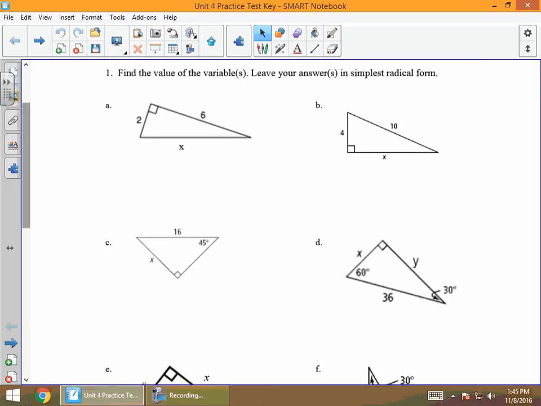It says number 1, find the value of the variable or variables. Leave your answer or answers in simplest radical form. This means that we have to simplify all of our radicals down.